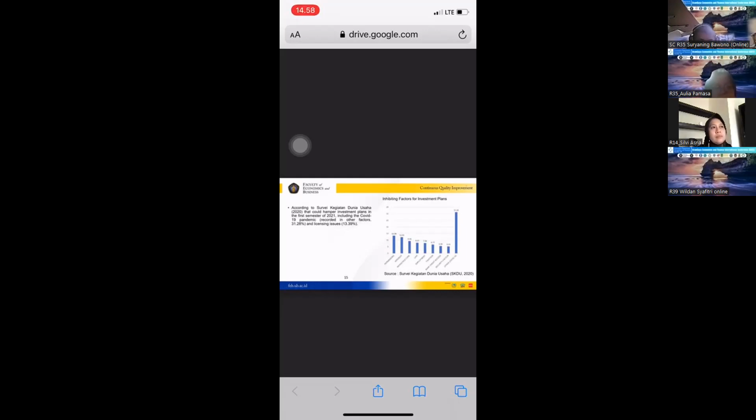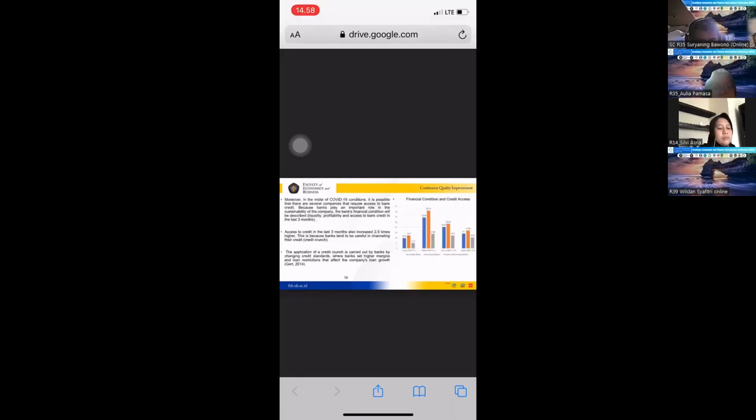It is known as the feature inhibiting factors for investment plans. And then for financial condition and credit access in Indonesia, this is known as the blue one is liquidity for 3 months back, previous 3 months.